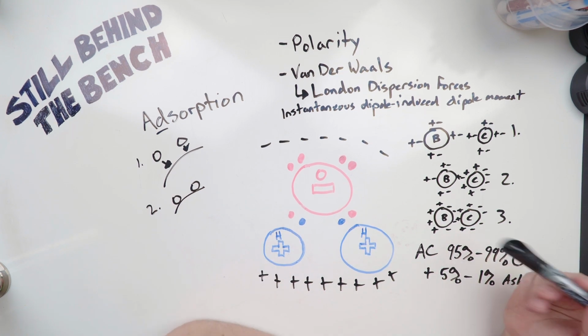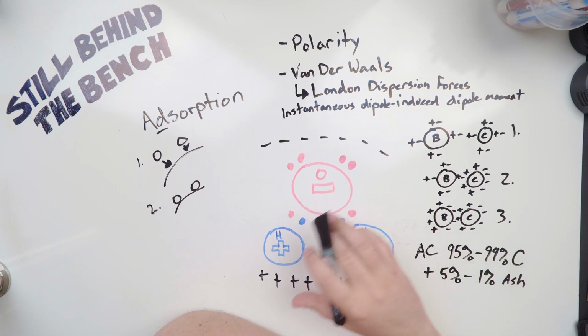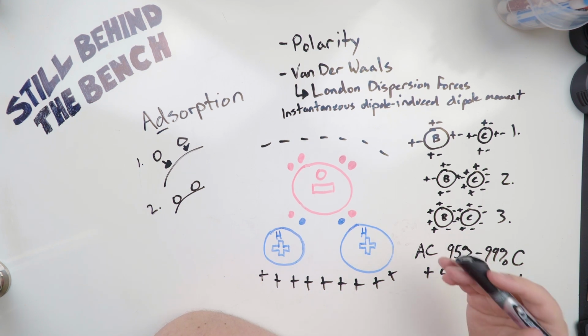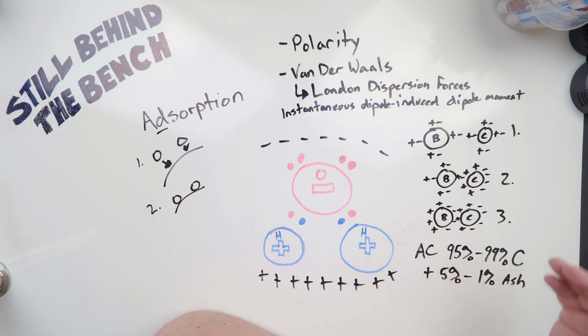You may be surprised to learn that activated carbon is comprised almost entirely of carbon. 95 to 99% of it is carbon. The rest is called inorganic ash. So this ash are compounds that were originally in the source material. They pyrolyzed the source material.